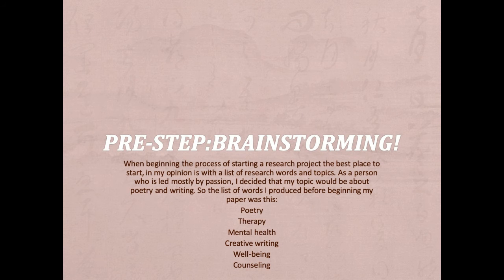So the first thing that I put in here was our pre-step, which is brainstorming. When beginning the process of starting a research project, the best place to start, in my opinion, is with a list of research words and topics. As a person who is led mostly by passion, I decided that my topic would be about poetry and writing. So the list of words I produced before beginning my paper was this: poetry, therapy, mental health, creative writing, well-being, and counseling.